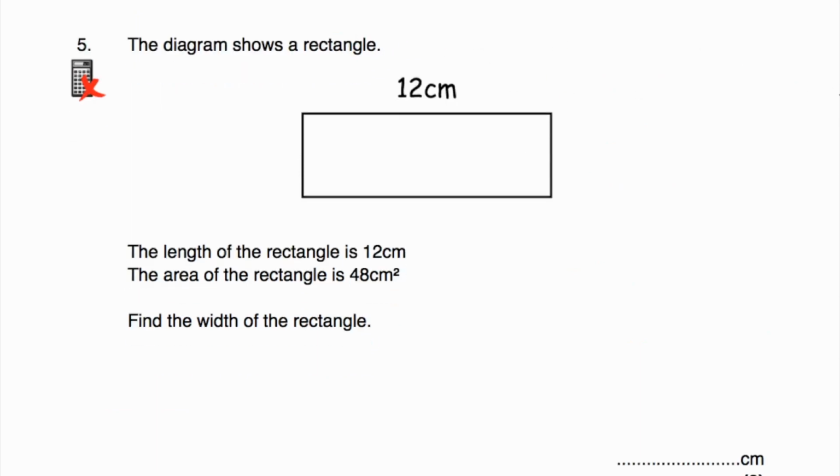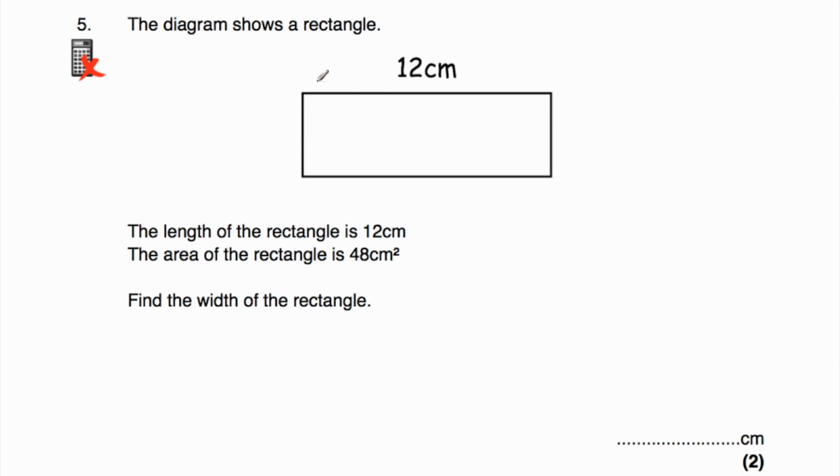So we've got this rectangle, and it's got a length of 12 centimetres, and we don't know the width of the rectangle. We're told the length is 12 centimetres. The area of the rectangle is 48 centimetres squared, and we've been asked to find the width of the rectangle.